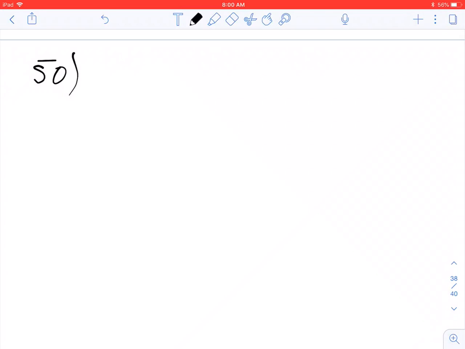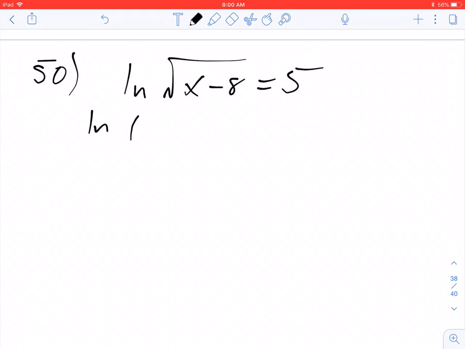Natural log of the square root of x minus 8 equals 5. Trick with this one: anytime you have a square root, cube root, whatever, the first thing you want to do is move those out of being a radical and make them a power. So the square root is actually the 1/2 power.